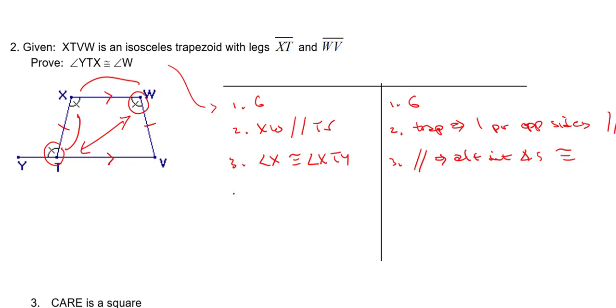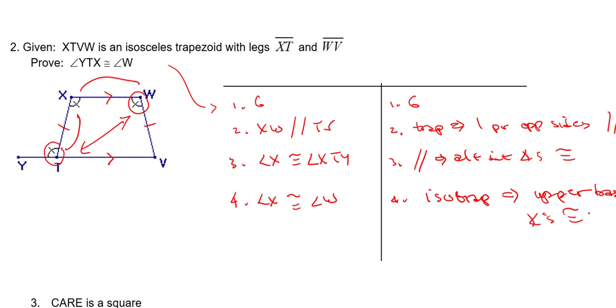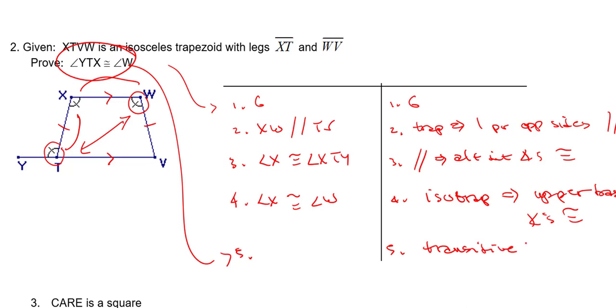And then next, I can say that angle X is congruent to angle W. And that's going to be because of one of the properties: in an isosceles trapezoid, the upper base angles are congruent. And now I can go ahead and finish it by saying that this is true down here in step 5, and that of course would just be the transitive property. Okay, so that's what a proof will look like.